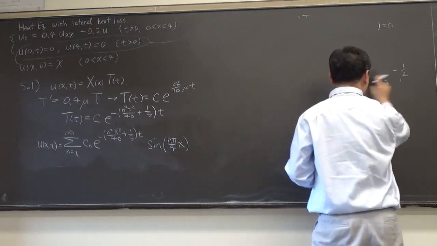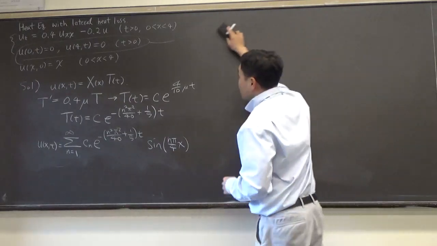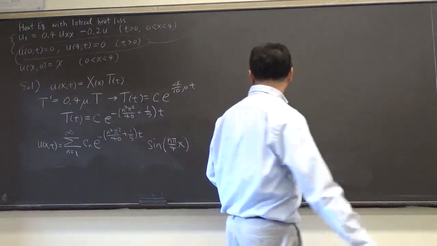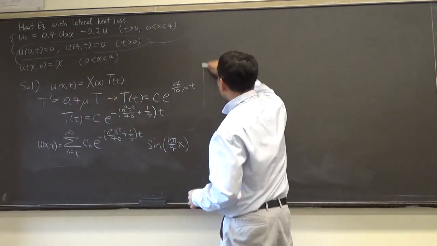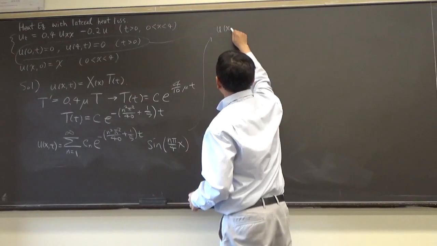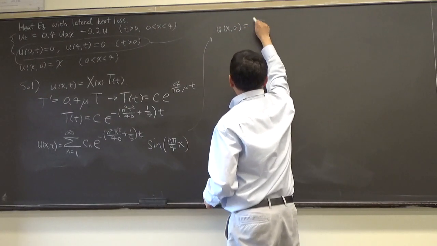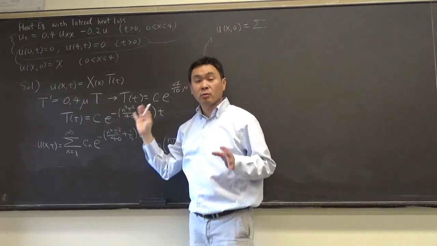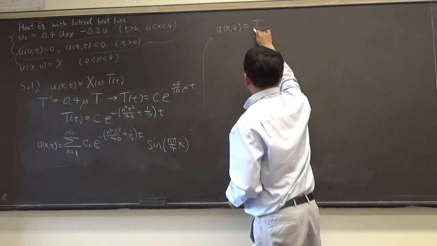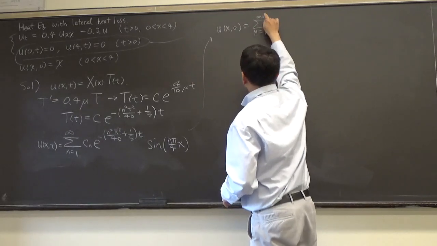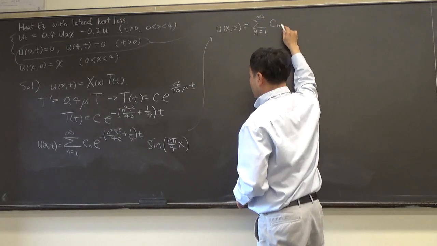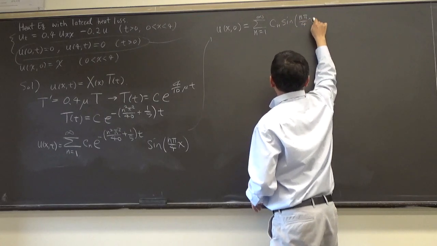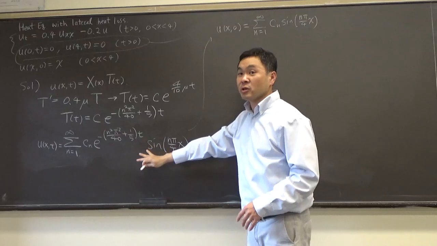What's the next step? Use the last condition. Yeah, now you use the initial condition, right? You plug in 0 for t. If you plug in 0 into t, then e to the 0th power is 1. So you end up with the summation from 1 through infinity of Cn sine n pi over 4 x is what you get from this equation.